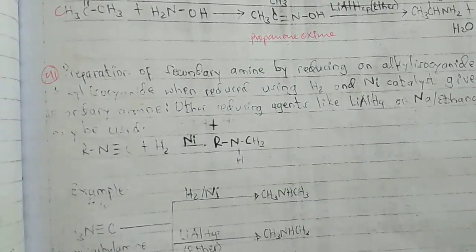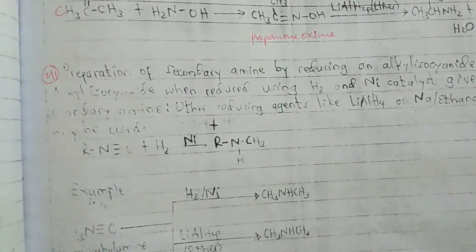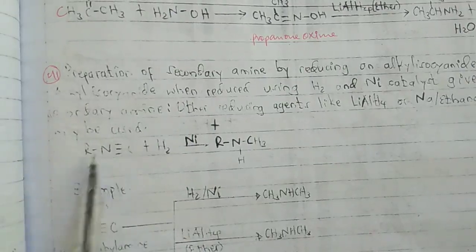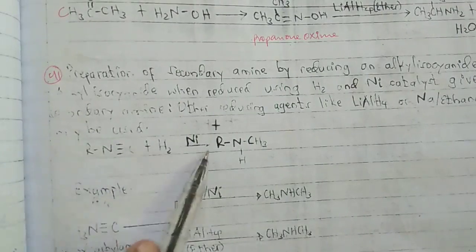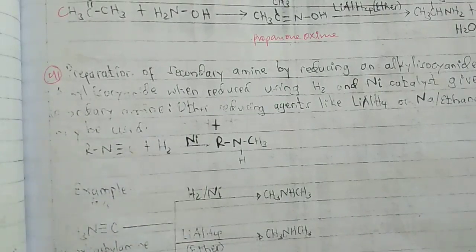Preparation of secondary amine by reduction of alkyl isocyanide. Alkyl isocyanide when reduced using hydrogen and the nickel catalyst gives secondary amine. Other reducing agents like lithium aluminium tetrahydride or sodium and ethanol may be used. Unaona? They may be used. Kwa hiyo tunakuwa tuna R and then triple bond carbon tunakuwa tuna bond kama pale.